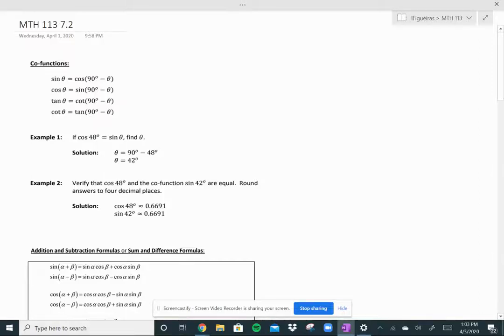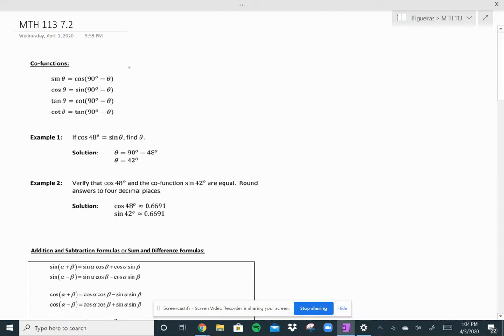Hi, this lesson is about cofunctions of trigonometric functions as well as the addition and subtraction formulas, also called sum and difference formulas. So first let's talk about cofunctions. Sine and cosine have a relationship to each other as well as tangent and cotangent.